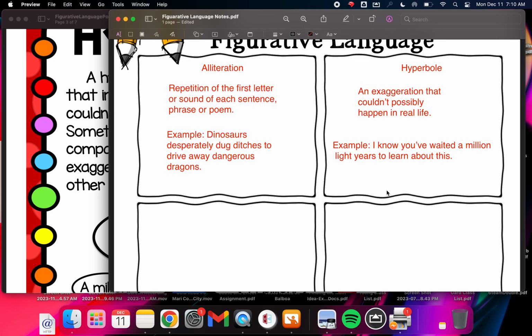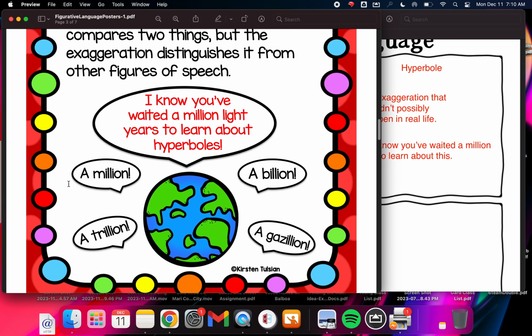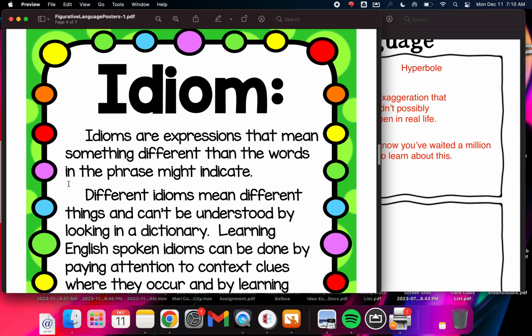And anytime we do anything with figurative language, you'll be able to use these notes. And I think the example is really going to help you out on these. So I will do one more where I'll actually type up the notes that you should have. And then I'm going to just go through the rest of them.